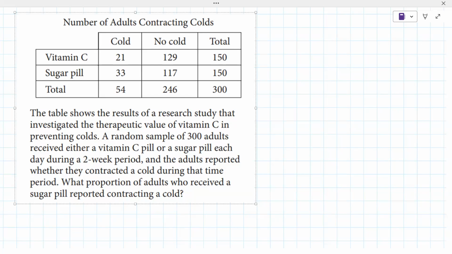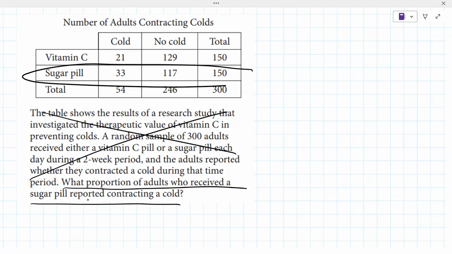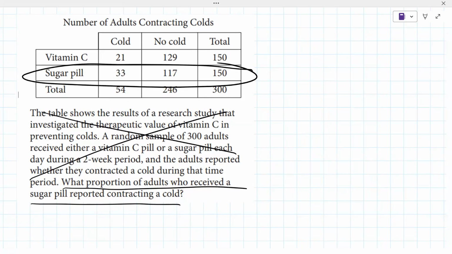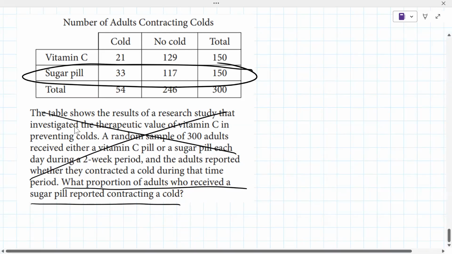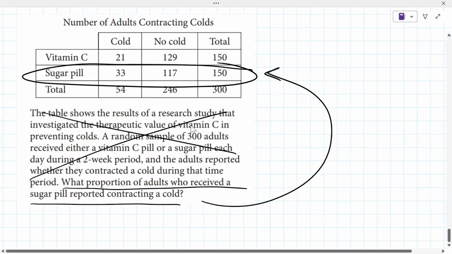Is it asking for the proportion of adults, like in the vitamin C one? So it just says what proportion of adults who received a sugar pill. This tells you everything, actually. The rest of it is garbage, unnecessary. So this is the only information you care about: sugar pills, and those who got a cold. And that's where reading the rest of it is unnecessary. You just go from right here back to the table, grab your information and go.